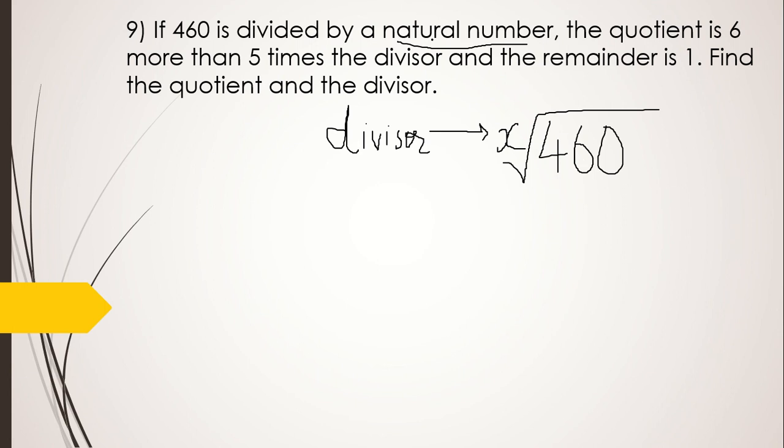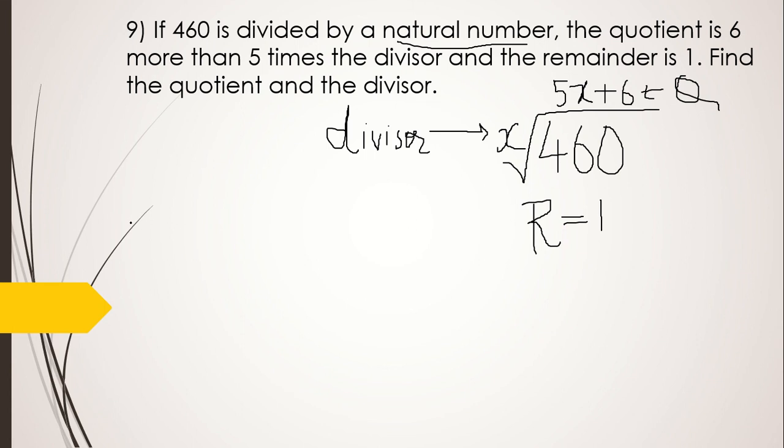That time the quotient is 6 more than 5 times the divisor. 5 times the divisor means 5x and 6 more means plus 6. So when 460 is divided by a divisor, the quotient we get is 5x plus 6 and the remainder we get is 1. Then find the quotient and the remainder. So basically we will get a quadratic equation first, find x and then find 5x plus 6, because x is the divisor and 5x plus 6 is the quotient.